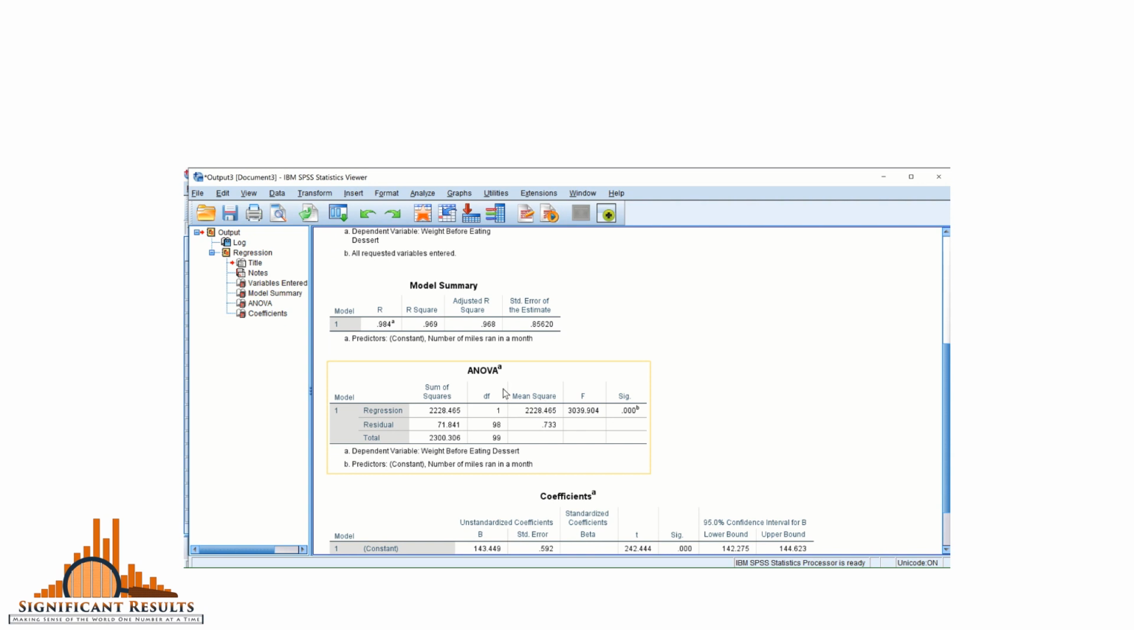You also want to look at your ANOVA table. This tells you if your model is significant. As you see, it's very significant because it's a lot less than 0.05.